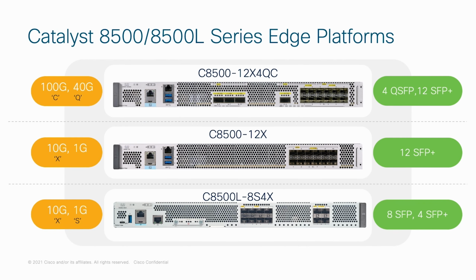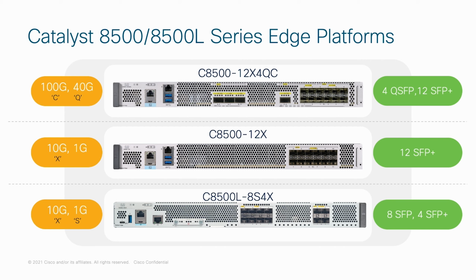A quick look at the three SKUs that are delivered as part of the 8500 family as of now. The C8500 12x4QC platform at the top end offers 4 QSFP ports, with 2 ports possible to be configured in 40GB or 100GB mode. We do have 12 SFP plus ports on both the 8500 top end platforms, the 8500 12x4QC as well as the 8500 12x, to offer high density 10GB services.